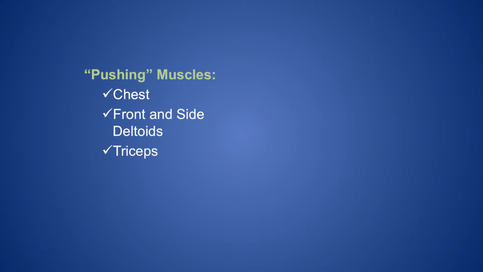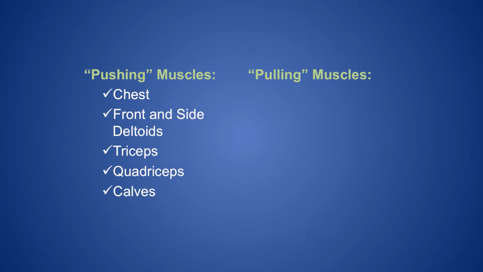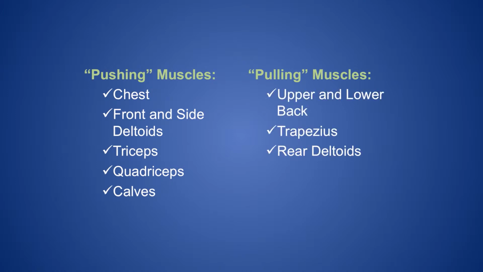Muscles that do pushing actions are the chest, front and side deltoids of the shoulder, triceps, quadriceps, and calves. Pulling muscle groups include the upper and lower back, trapezius, rear deltoids, biceps, and hamstrings. Core can be trained on both days. When you divide the muscle groups up in this fashion, training the antagonists on opposite days, your volume will be better balanced for each workout.